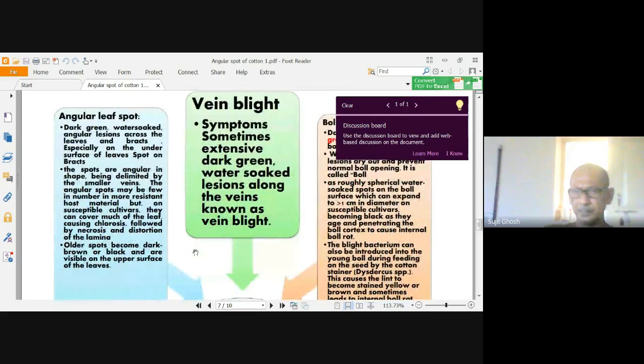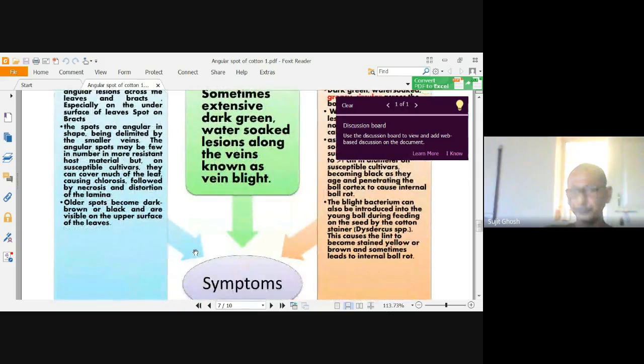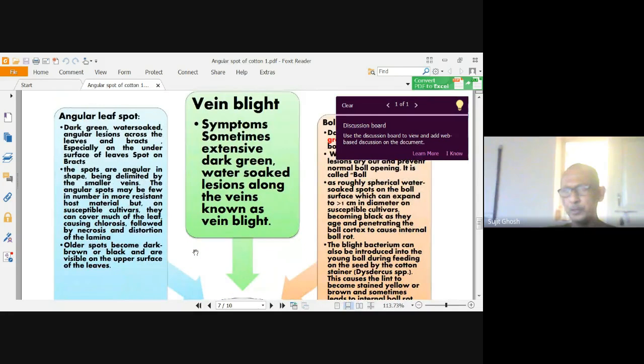Now, the symptoms can be divided into three. In the leaf, it is either leaf spot or vein clearing or vein blight. And on the fruit, it is termed as boll.